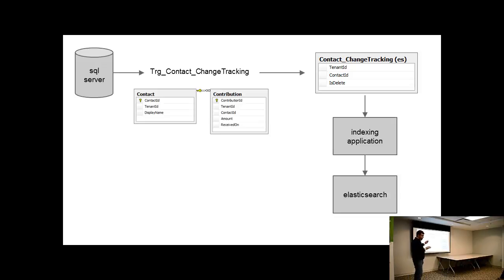And then this is the information flow. We have the indexing application, which is a background Windows service in our case, taking batches out of contact change tracking. And then we have phone change tracking and email change tracking, all going back into a parent-child mapping. The indexing application is taking care of all of those.